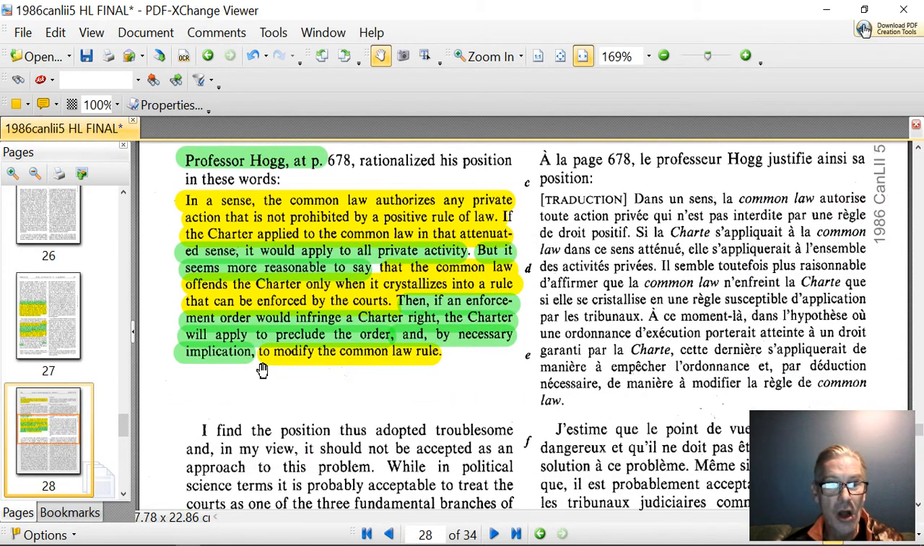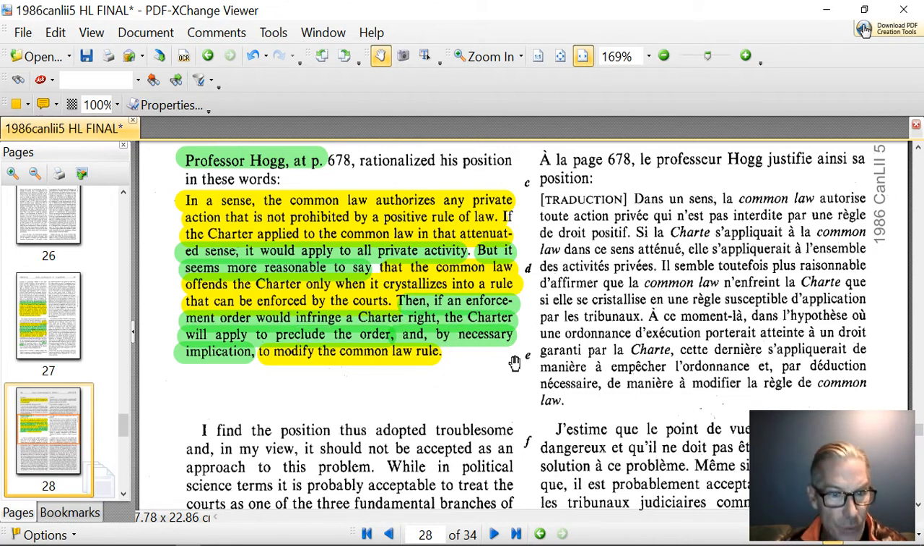Once again, Professor Hogg. In a sense, the common law authorizes any private action that is not prohibited by a positive rule of law. If the charter applied to the common law in that attenuated sense, it would apply to all private activity. But it seems more reasonable to say that the common law offends the charter only when it crystallizes into a rule that can be enforced by the courts.